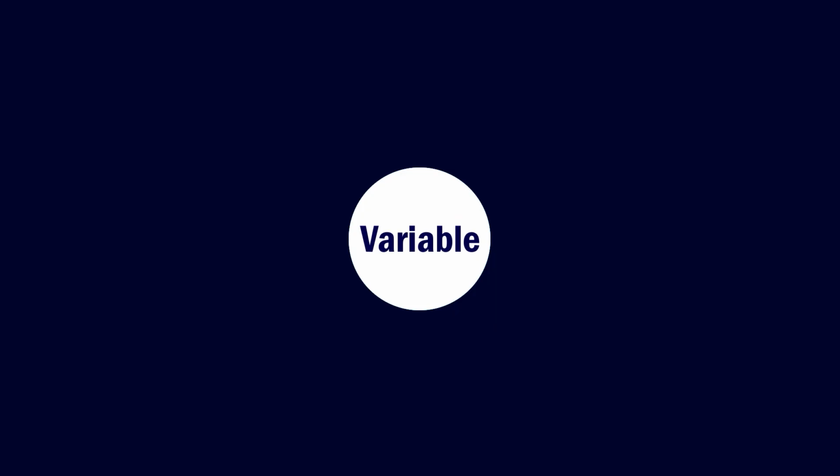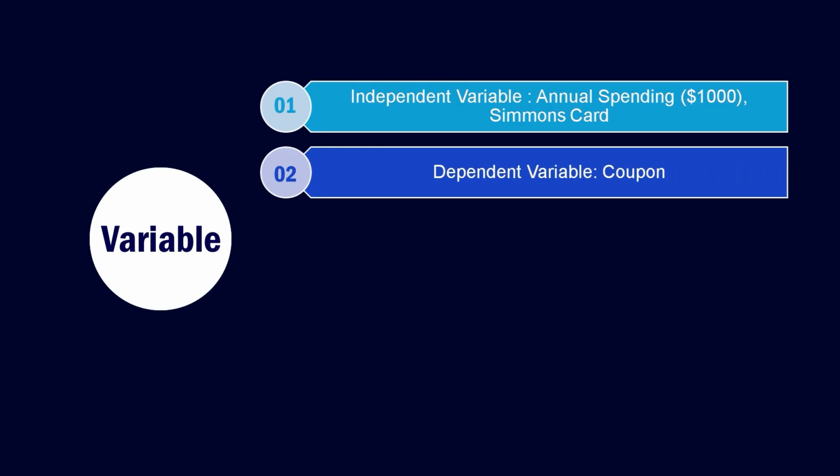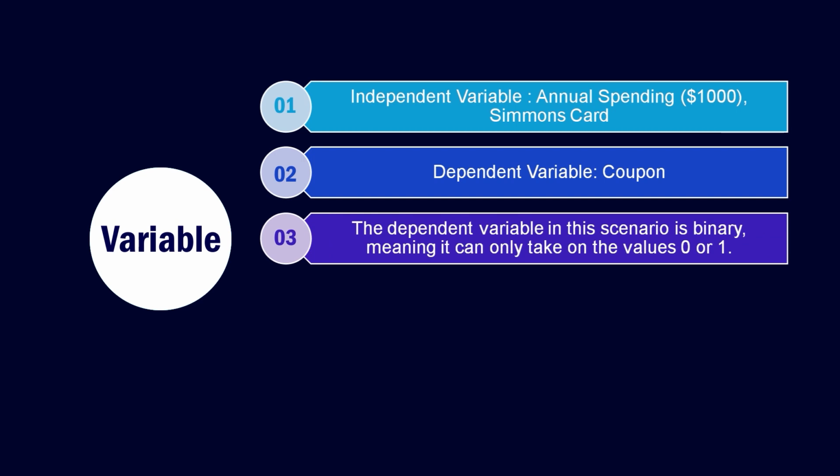So we can see from this table that we have two independent variables: annual spending, which is in column 2, and Siemens card, which is in column 3. And we have one dependent variable, which is coupon, which is in column 4. Now, this dependent variable in this case is binary, meaning it can only take on two values, either 0 or 1. It takes 1 if the customer has used the coupon, and it takes 0 if the customer has not used the coupon.